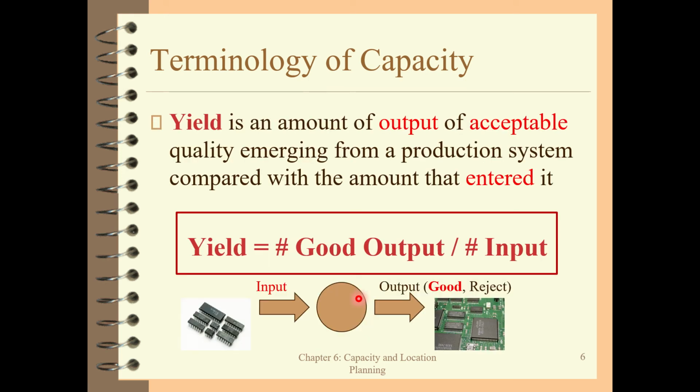One of the things that you have to know is the definition of yield. Yield is the output of acceptable product compared with the amount of input. So this is the formula for yield calculation: yield is equal to the number of good output divided by the number of input. So it's supposed to be good output.